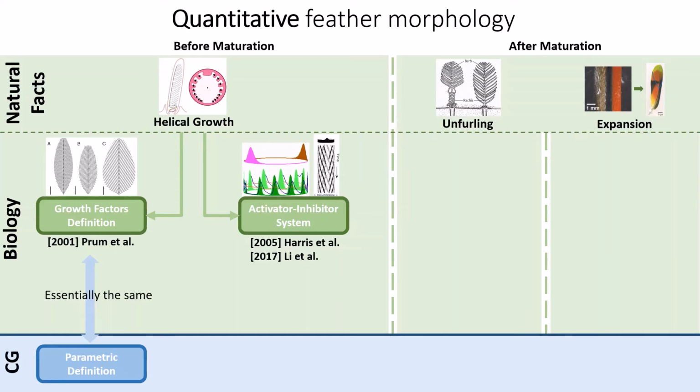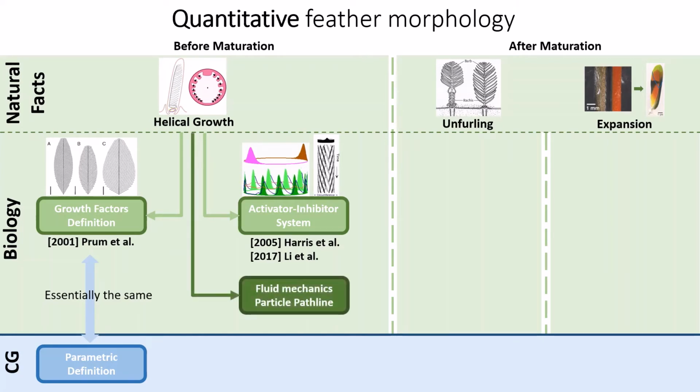In order to provide easier adjustment while taking advantage of feather morphogenesis, we propose a new way to reproduce helical growth by putting particles into a user-defined velocity field. Besides, we also want to express the two phenomena after the feather is mature: the unfurling and the expansion.